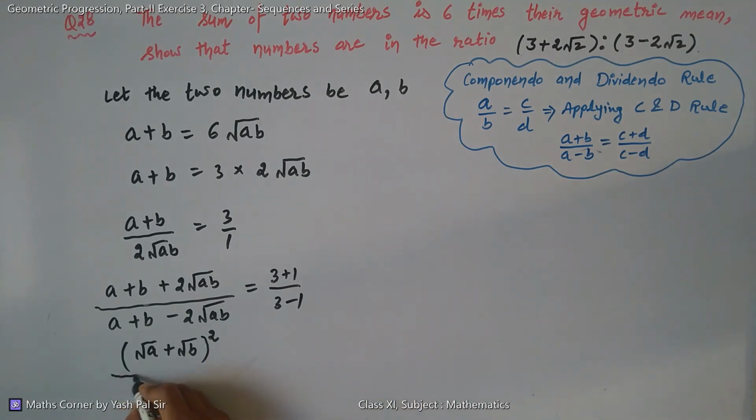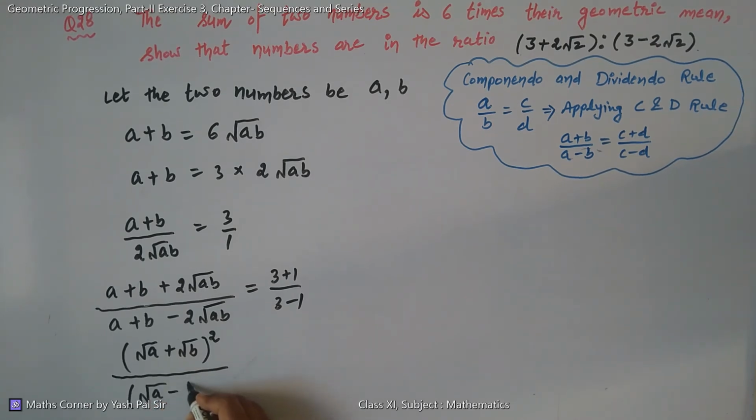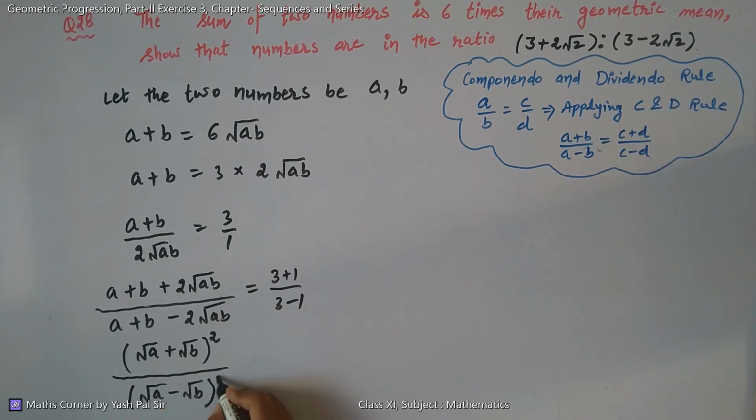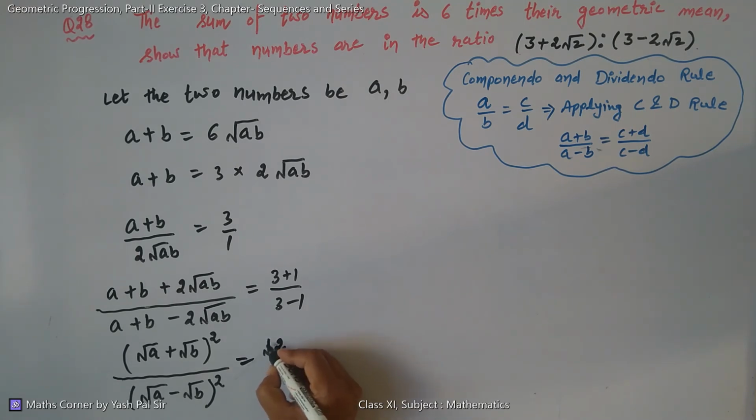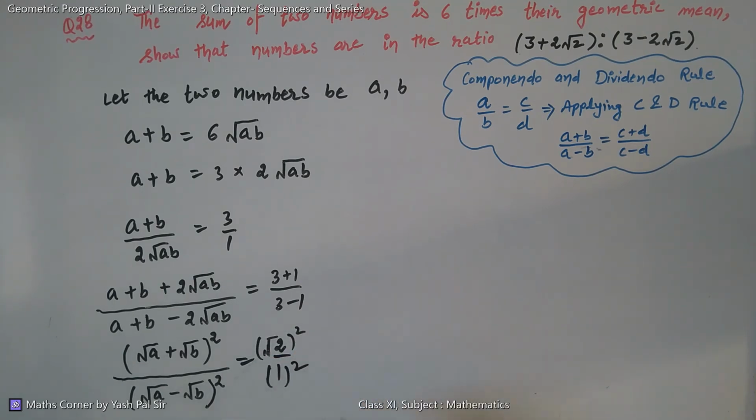Similarly in the denominator we write square root of a minus square root of b whole square because of this negative sign. Right hand side is 4 upon 2, that is 2 upon 1. Again 2 upon 1, we can write this as square root 2 whole square upon 1 whole square. Meaning to say, we cancel the square sign on both sides.